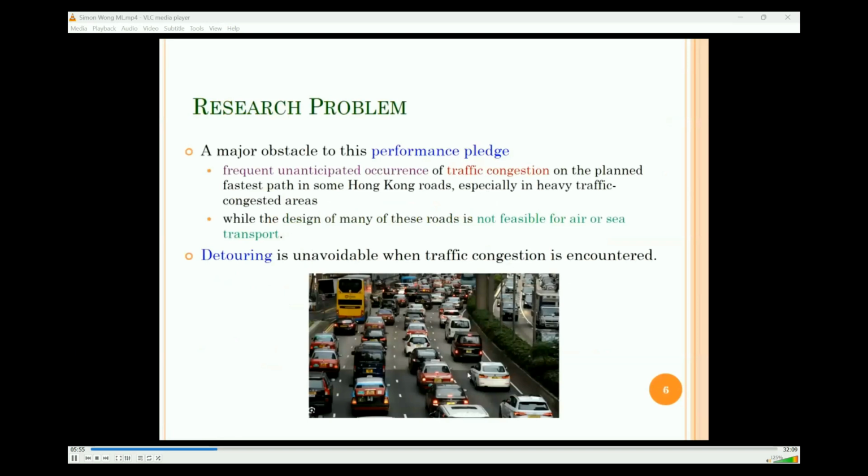Now, the research problem is that there's a major obstacle to the performance pledge. That obstacle is the frequent unanticipated occurrence of traffic congestion on the planned path in some Hong Kong roads, especially in heavily congested areas. The design of many of these roads is not feasible for air transport or sea transport. So detouring is unavoidable when traffic congestion occurs.